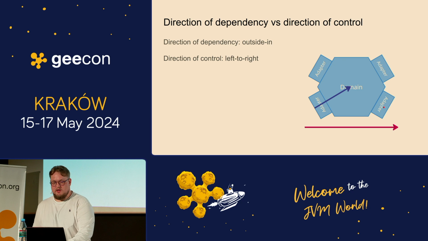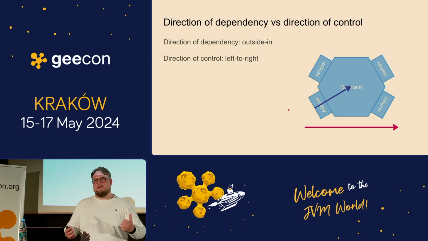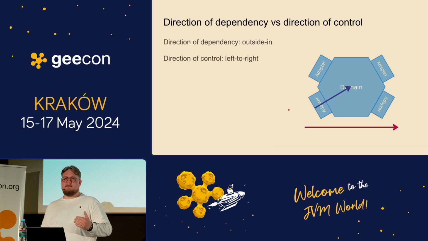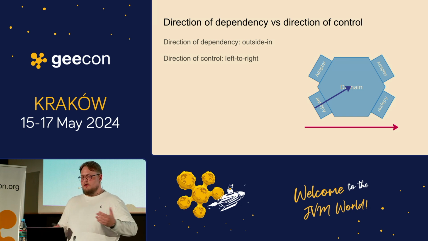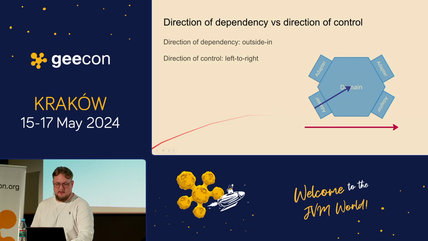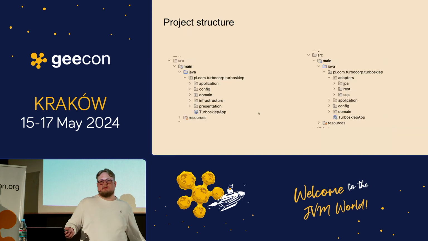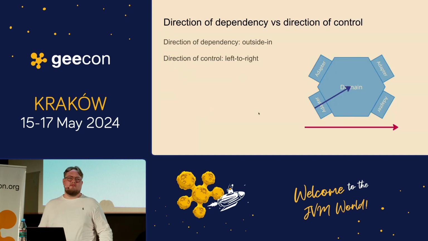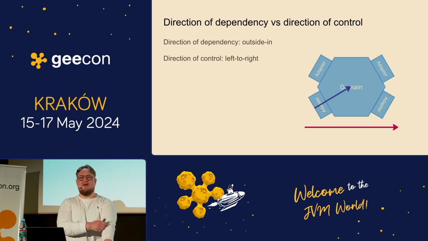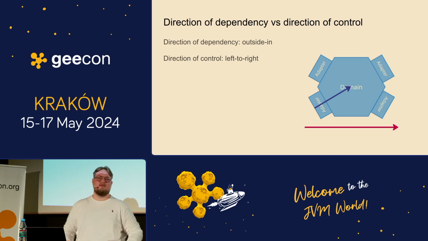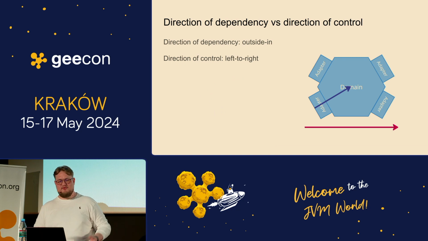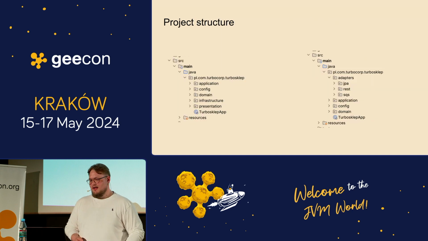So as we can see, this one diagram can fit both the direction of dependency, which is outside in, and it can also fit the direction of control, which is left to right. Yeah, so this is a problem that you didn't really know you have, but now we have solved it for you with hexagonal architecture. So yay, 1-0 for hexagonal architecture.